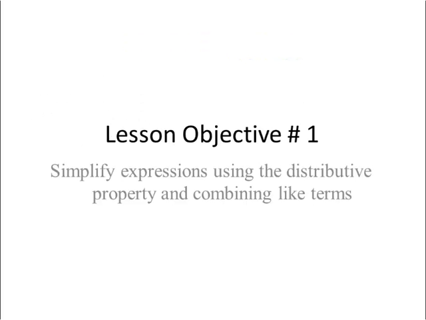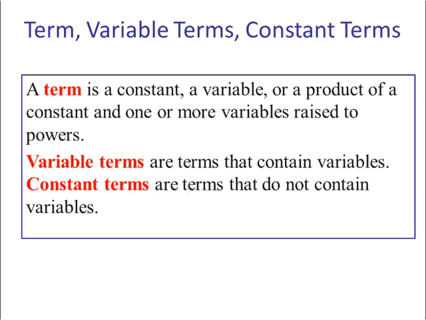Lesson objective number 1. A term is a constant, variable, or a product of a constant and one or more variables raised to powers. Variable terms are terms that contain variables. Constant terms are terms that do not contain variables. These are terms that stay the same.